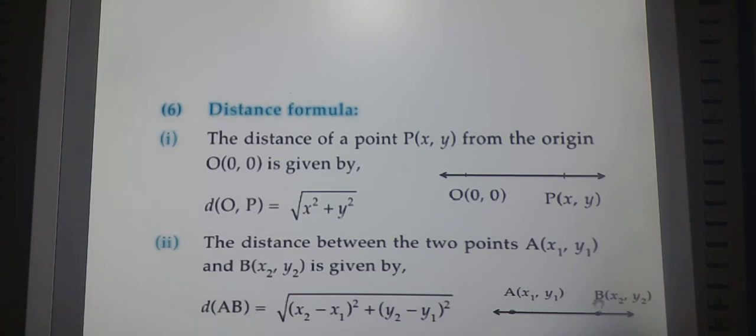If points A and B are given, their coordinates are given, so we use this formula: (x2 minus x1) whole square plus (y2 minus y1) whole square. So if any one of the points is the origin, here we can replace this x1, y1 by 0, 0 or x2, y2 by 0, 0 and the other point by x, y coordinates. So we write here distance of a point P of (x, y) from the origin (0, 0) is given by distance OP equals square root of x square plus y square.